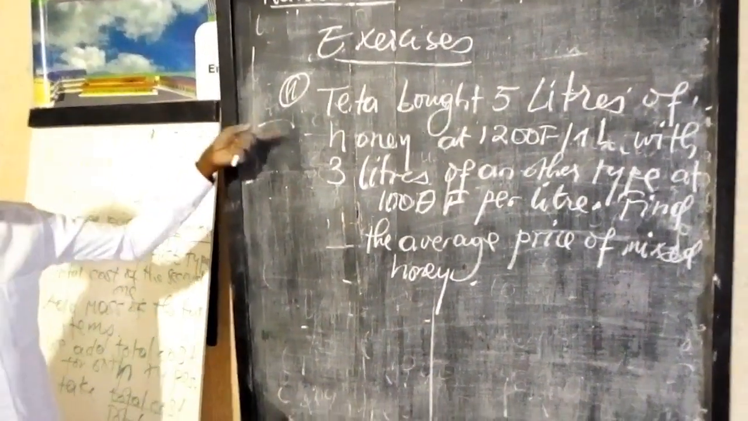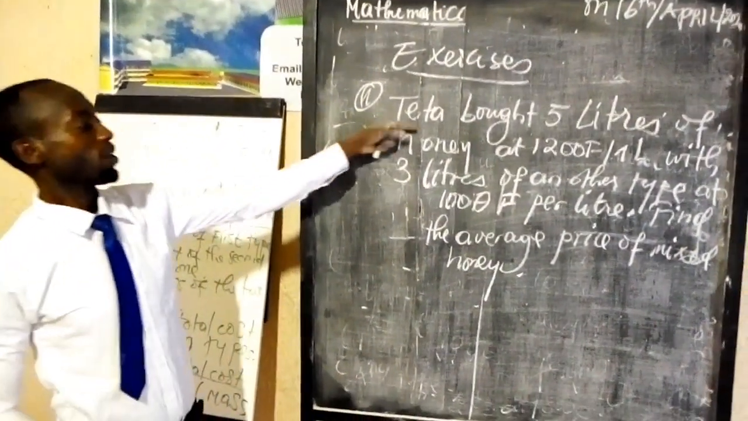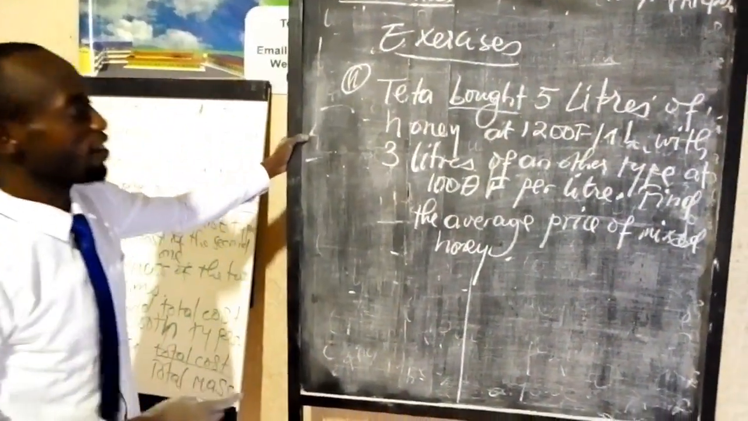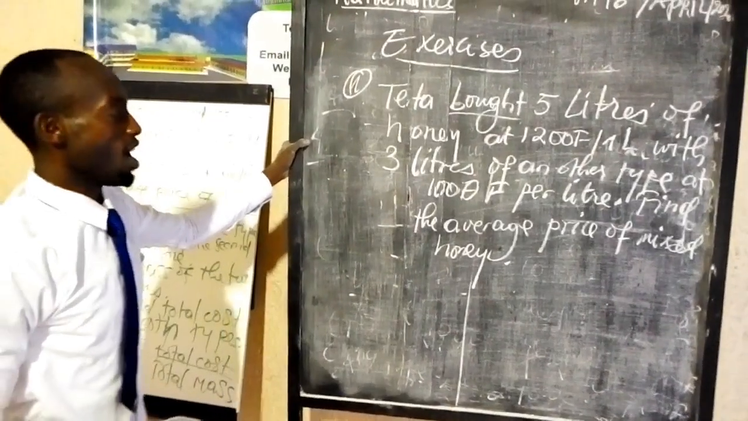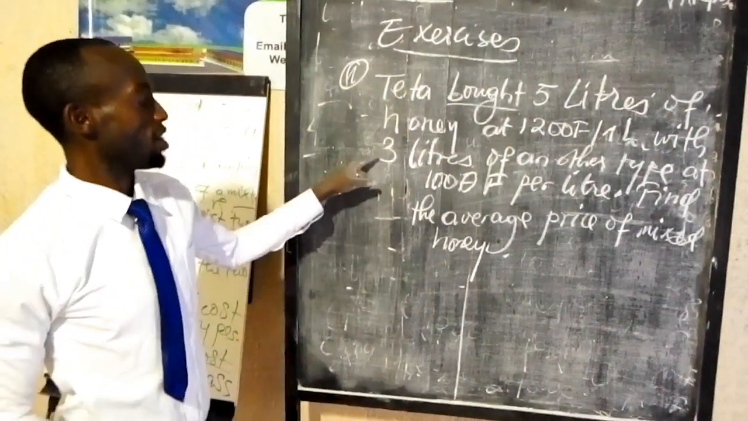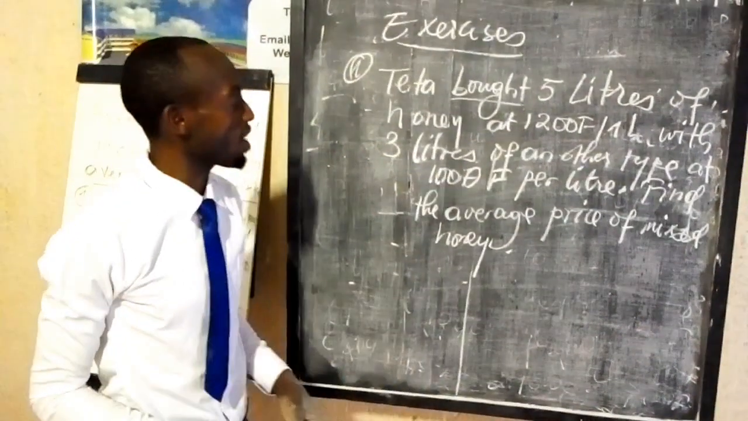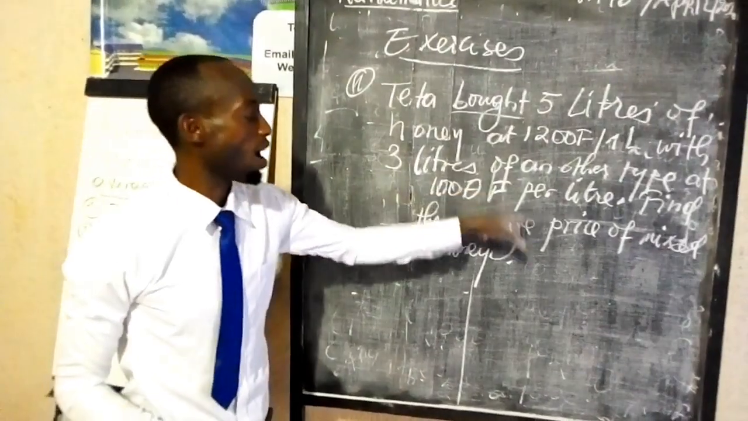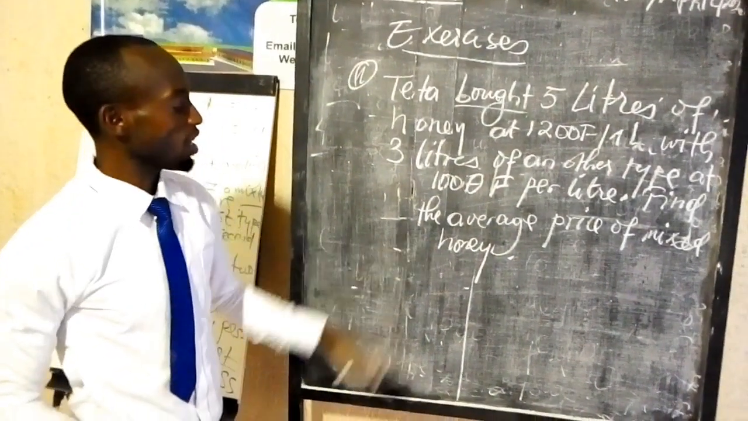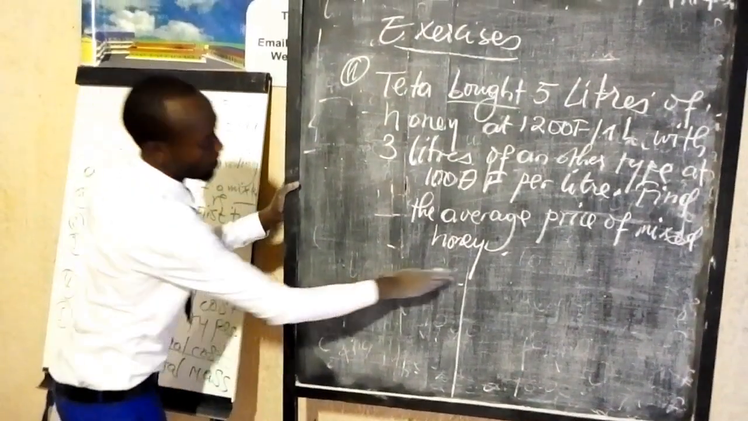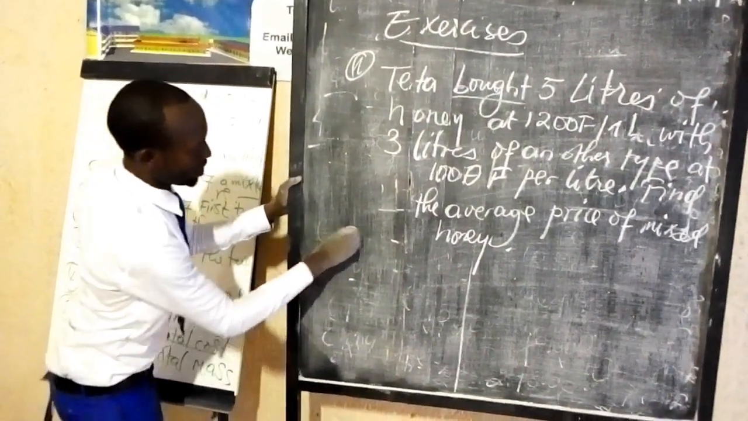The first exercise is about Theta bought. You know that the cost and the bought they are the same. Theta bought 5 liters of honey at 1,200 francs per 1 liter with 3 liters of another type at 1,000 francs per 1 liter. The question is, find the average price of mixed honey. That is the first question.